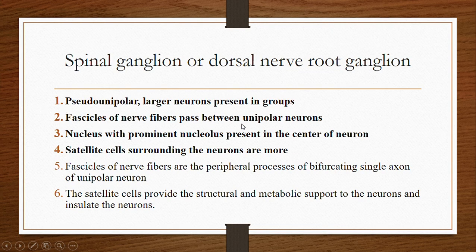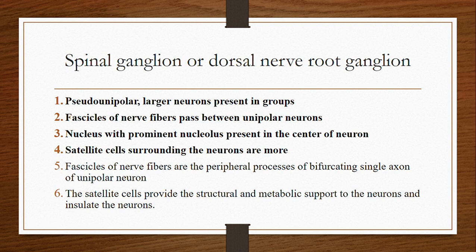So the features are: they are pseudo-unipolar or unipolar. They form the larger neurons present in groups, that is, the collection of cell bodies can be seen in groups. The fascicles of nerve fibers pass between the unipolar neurons. The nucleus with a prominent nucleolus is present at the center of the neuron.